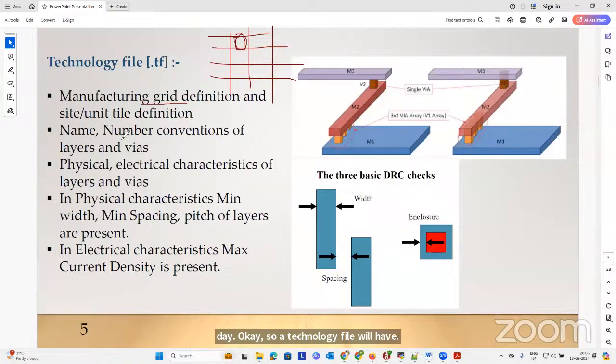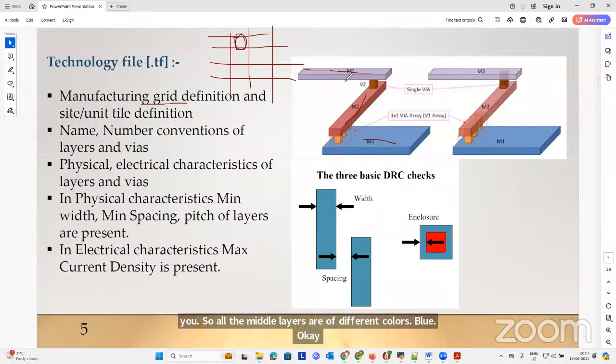And next is the name and number conventions for layers. These are metal layers: this is metal 1, metal 2, and metal 3. All the metal layers are of different colors: blue, red, and violet. This is a 3 metal layer design.